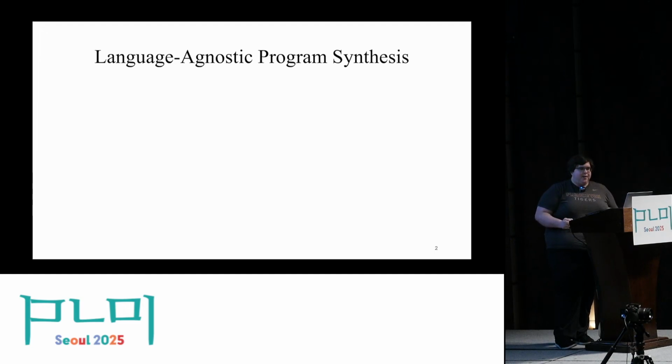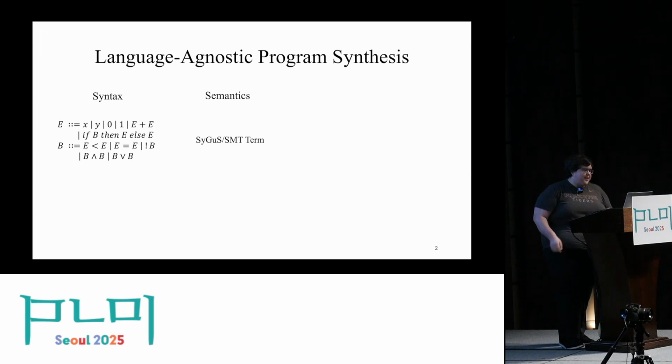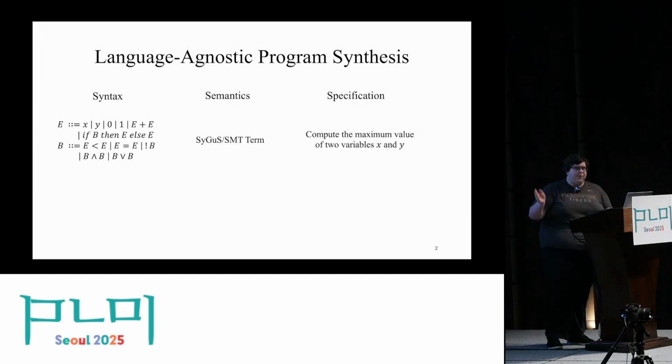And so let's go over a few examples of what we mean by synthesis and the setup that we're trying to work with. So you might try to synthesize a term from this language, and implicitly, when you're doing this synthesis, you're synthesizing things against a known semantics for SemGuS or SMT terms, and with a given specification. For example, this prose says we want to try to compute the maximum value of two variables, x and y.